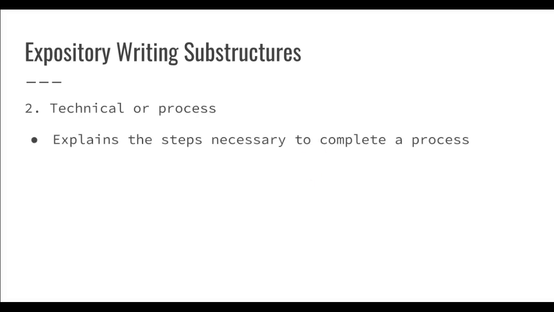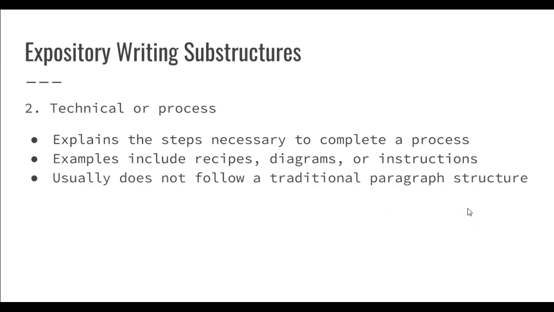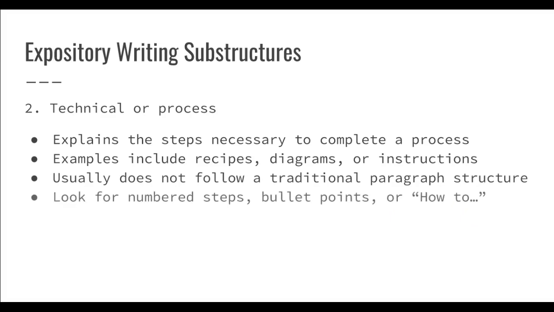Technical or process explains the steps necessary to complete a process. It may include things like recipes, diagrams, or instructions. Usually it does not follow traditional paragraph structure. We might have things like numbered steps, bullet points, or something starting with how to blank.